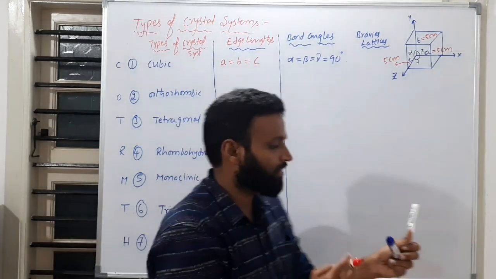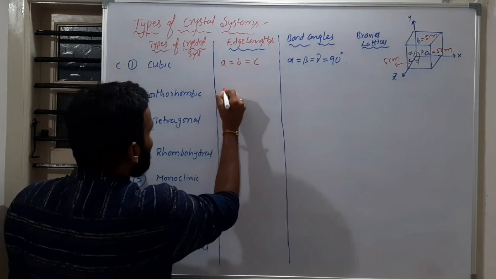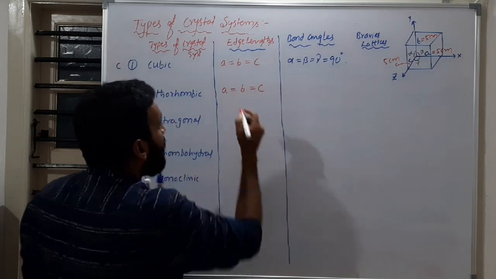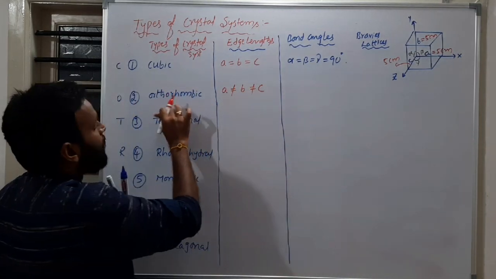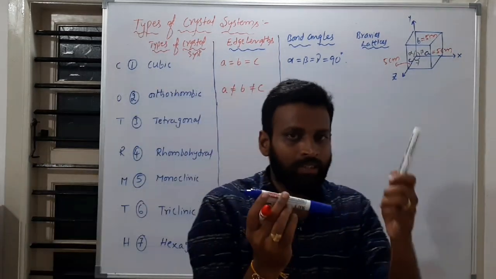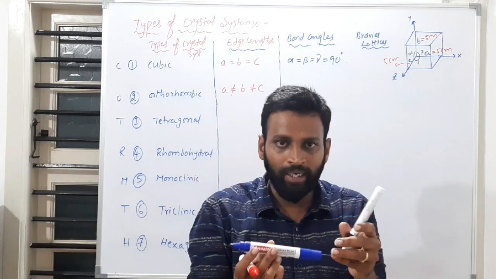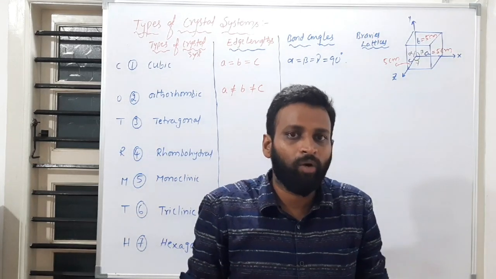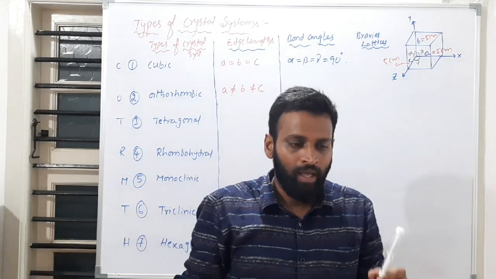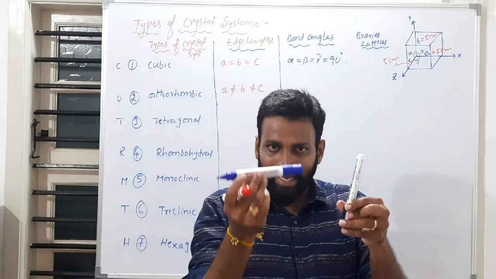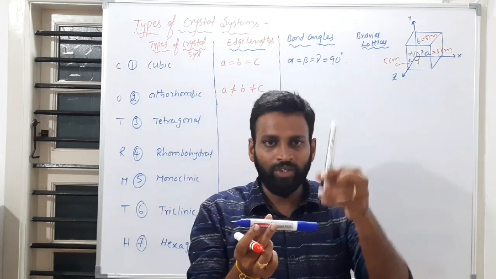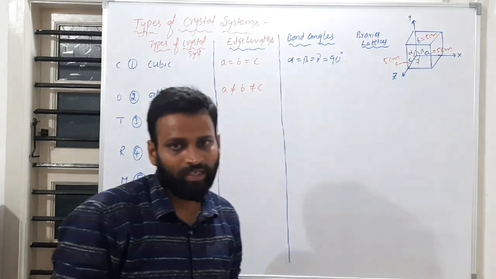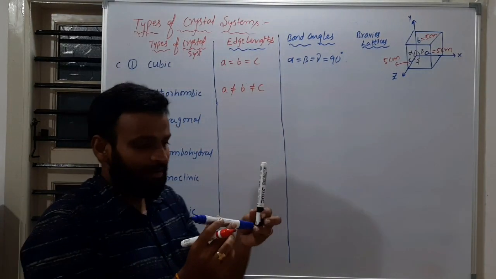So what happened here? A is equal to B, B is equal to C, will we write? No, all are different for orthorhombic. But they exist like that in nature, orthorhombic, in which all three edge lengths are different. So this is A, edge length is different, this B, edge length is different, and this C, edge length is different. And bond angles I am not changing.